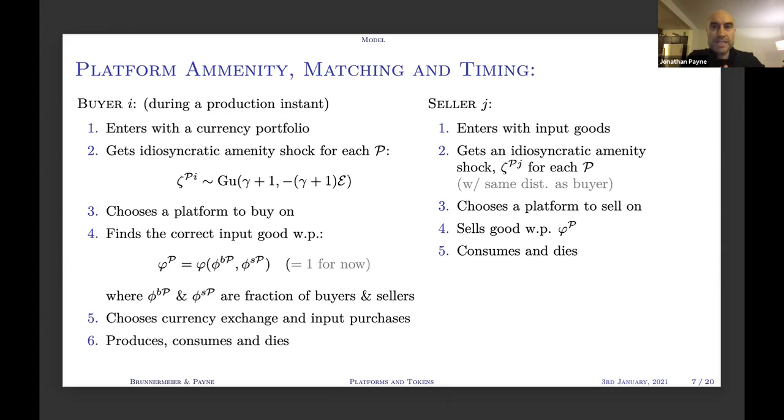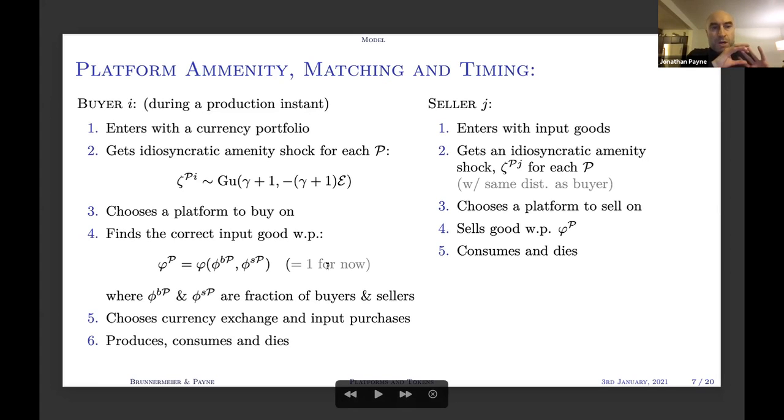Then after they see this idiosyncratic amenity shock, they choose which platform they want to buy on. And then they go to the platform, and then they have to find the correct good. And they find the correct good with probability P, where in principle, this probability of finding the correct good can depend on the fraction of buyers and sellers that go to the platform. So we can think about some kind of diseconomies or economies of scale in the matching if we want, although for the most part of this talk, we're just going to think about this being equal to 1. We can come back to this at the end.